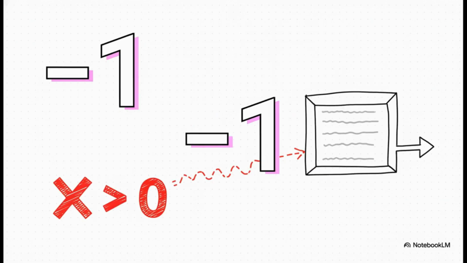But let's contrast this. What if we set num to -1? The program asks, is -1 greater than 0? That is absolutely false. And because it's false, the program completely skips the internal block. It ignores whatever is inside and just moves straight forward.